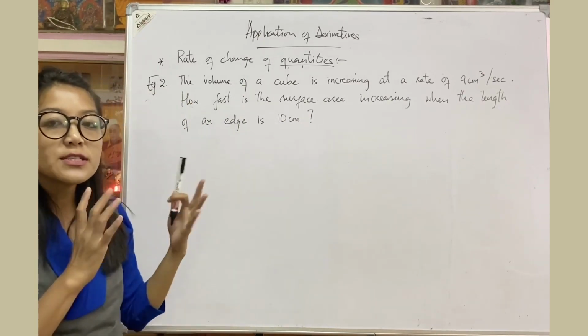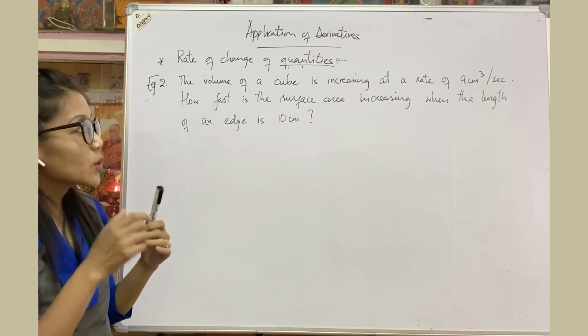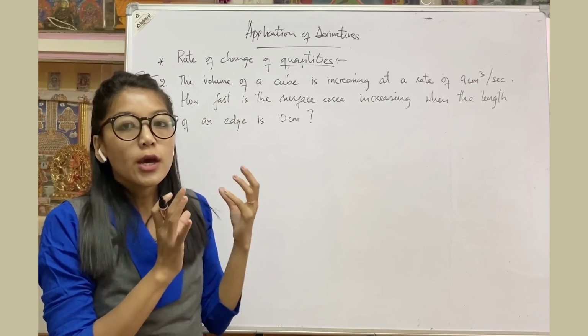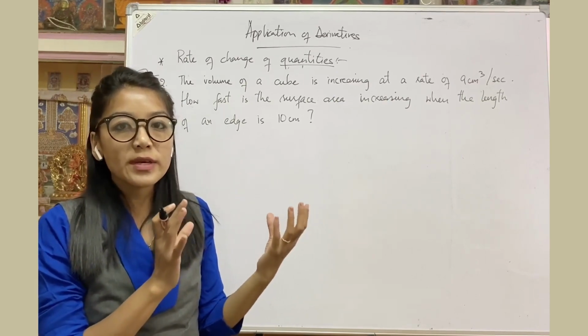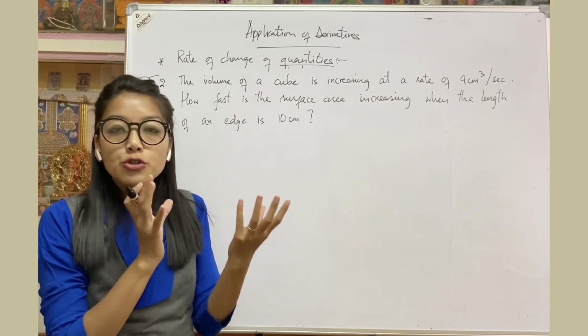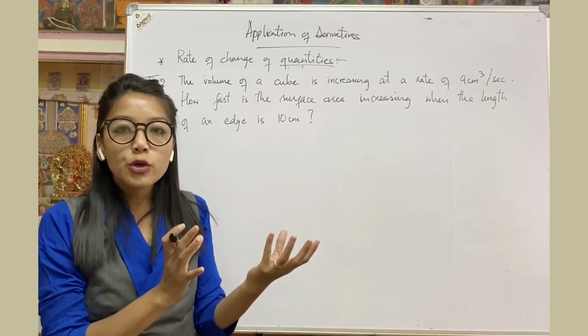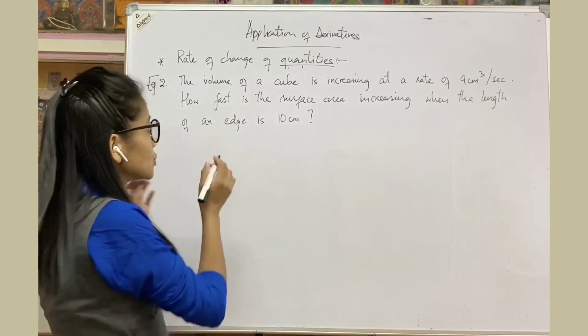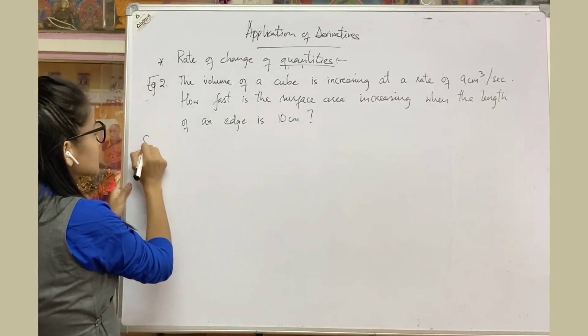Now first you read the question carefully. Here two quantities of a cube are considered, that is volume and surface area. Now you should know what is the volume of a cube and what is the surface area of a cube, right? So first let me introduce the variables.